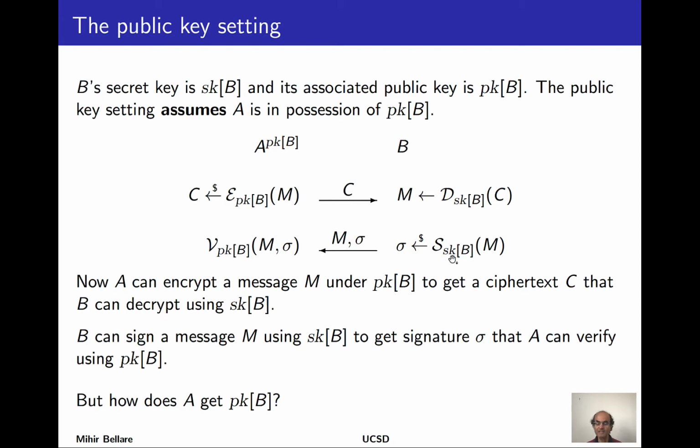Correspondingly, B could sign a message M using its secret key to generate a signature. And then if A receives the message and signature, it can verify that the signature is correct using the public key of B associated to the secret key which produced the signature. And we studied how to build signature schemes that satisfy UF-CMA. Our question now, however, is not about how these are done, we know that, but just about how does A actually obtain B's public key.